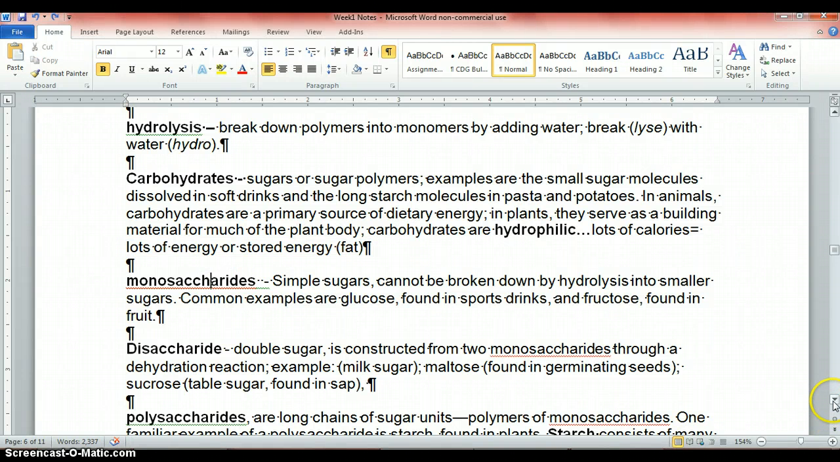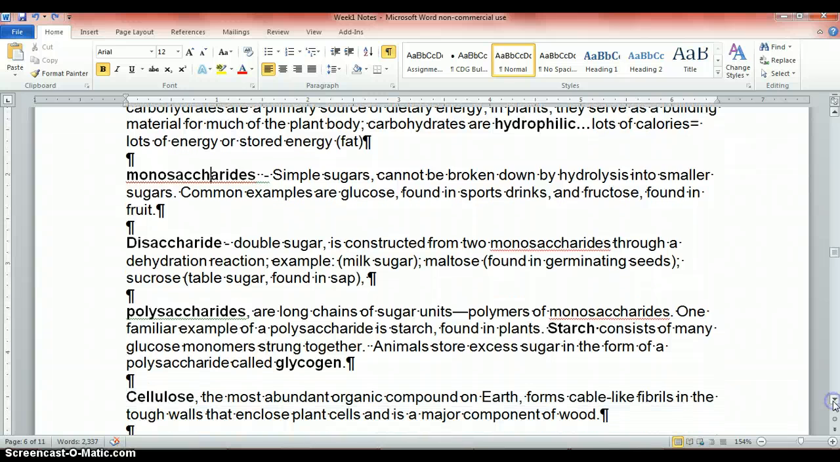Okay? So if we're talking about sugars, which we are, this monomer version is going to be a monosaccharide. This is a simple sugar that cannot be broken down by adding any more waters. You're at the most basic. Examples of this are glucose, which is found in sports drinks, and also what our body uses to energize most of the various reactions in it. And also fructose, which is found in fruit. Disaccharide. It's got di, so it means there's two of them. It's a double sugar. So you take two monosaccharides, two one sugars, and put them together, you get a disaccharide. These are found in things like maltose, sucrose, milk sugar.